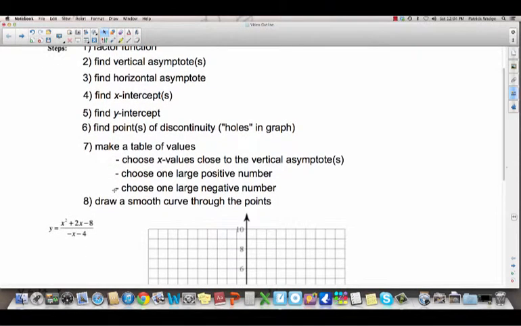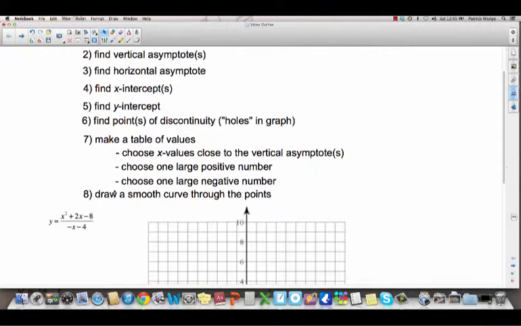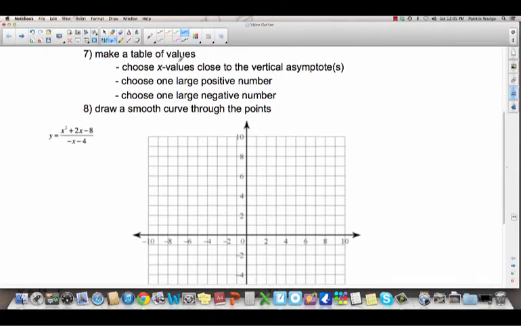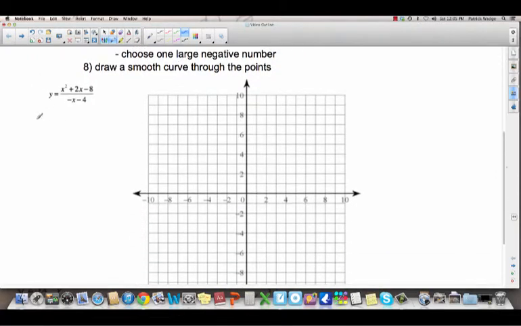Okay, let's do 3 of them. Look at all these steps. So the first thing we want to do is factor. So let's go ahead and do that. Factor this. We get y equals, you can factor the top. It's a simple trinomial one. So 2 numbers that multiply to -8 and subtract to 2. That's x plus 4 and x minus 2.